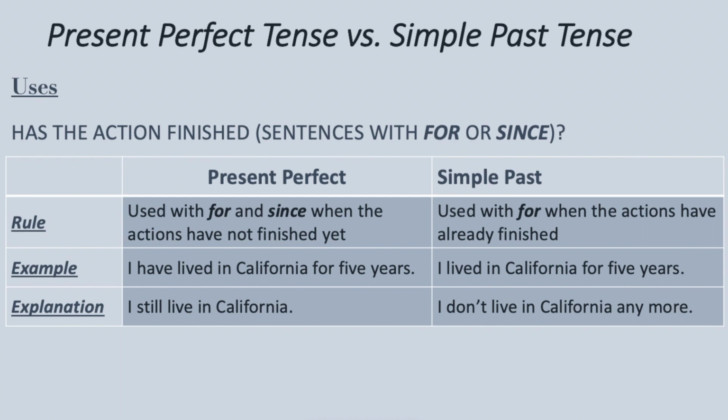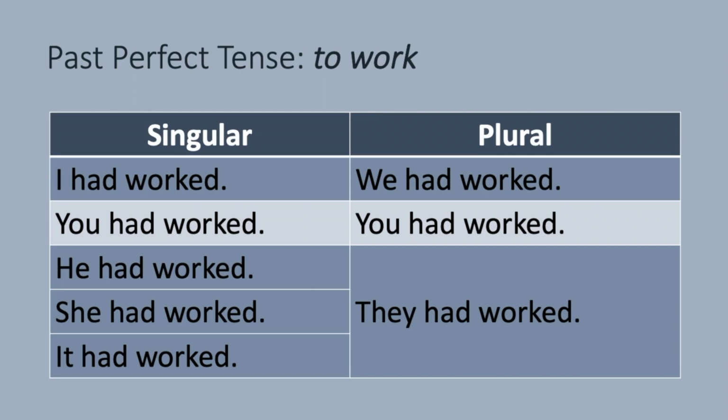So these are some ways you can tell which verb tense you need to use, the present perfect or the simple past. Let's take a look now at the past perfect. This form is very easy. You just need to use the auxiliary have in the past tense because it's the first verb in the sentence, so you'll use had, and then you add the past participle. Using the verb to work, it becomes had worked for all the subject pronouns.